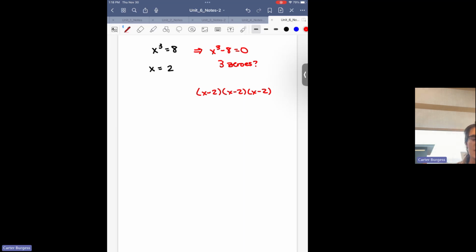We are going to use DeMoivre's theorem in order to figure out what the other 2 solutions are that we are missing for this particular polynomial. So we're going to use it to figure out what are the other 2 complex zeros here that we would otherwise be missing.